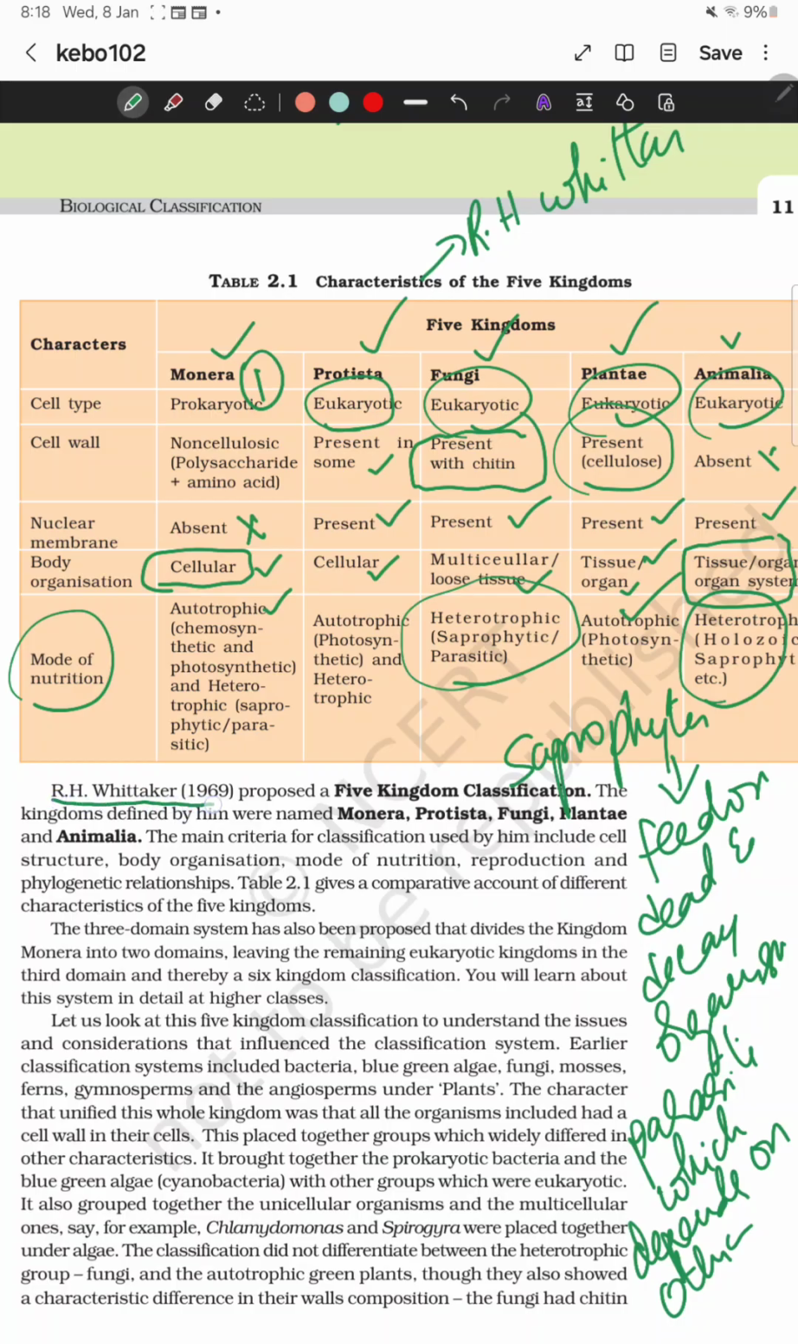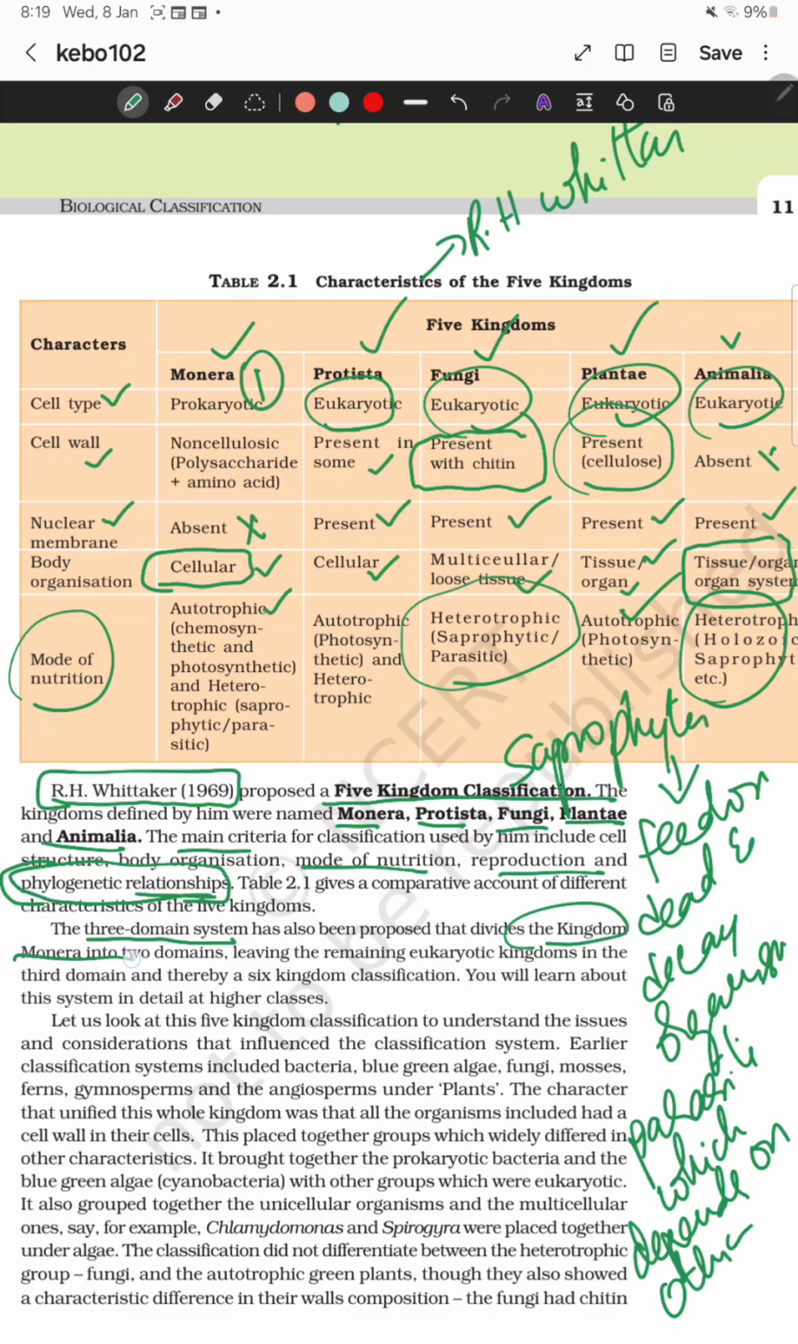R.H. Whittaker in 1969 introduced the five kingdom classification which includes Monera, Protista, Fungi, Plantae and Animalia. The main criteria for the classification are cell type, cell wall, nuclear membrane, modes of reproduction, and phylogeny. Phylogeny means ancestor generation. Okay, another system is also proposed, which is the three domain system.